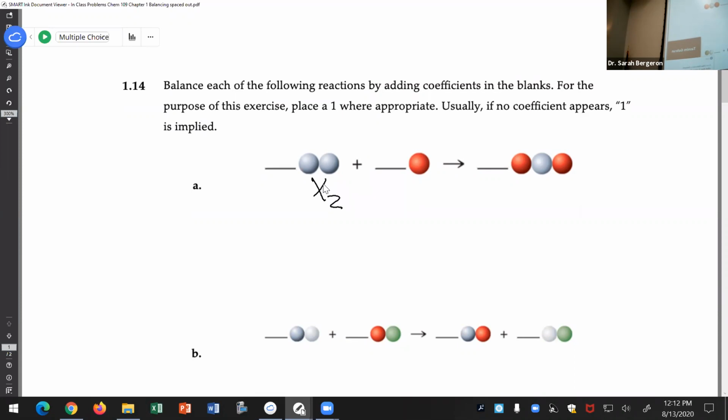X2, so let's call the other one Y. Do we need to put anything? Nope, because it's just one. Yields what? We only have one gray one, so the gray is X, the red are Y. So we have XY2. So how are we going to balance that?